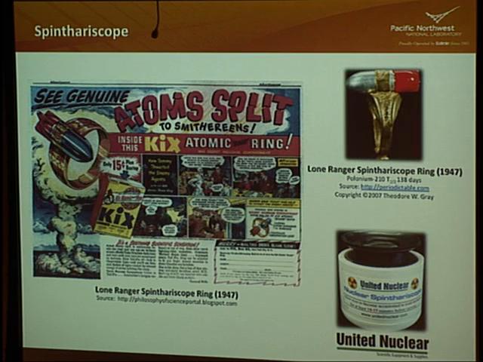It continued to gain popularity so much that it was eventually available as a kid's toy from a cereal box. All you had to have was 15 cents and a Kix cereal coupon, and you could buy one of these spinthariscopes. This is a Lone Ranger ring that had a plutonium-210 source. You'd unscrew this little cap here, stare at it, and you could see these individual alpha particle disintegrations. And this is a more modern one that's currently available. Some of you may have seen these devices, or maybe have gotten them as kids.